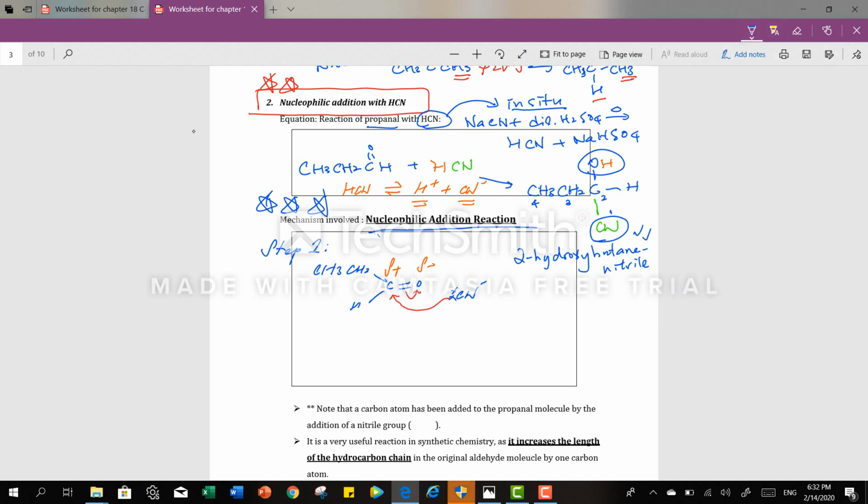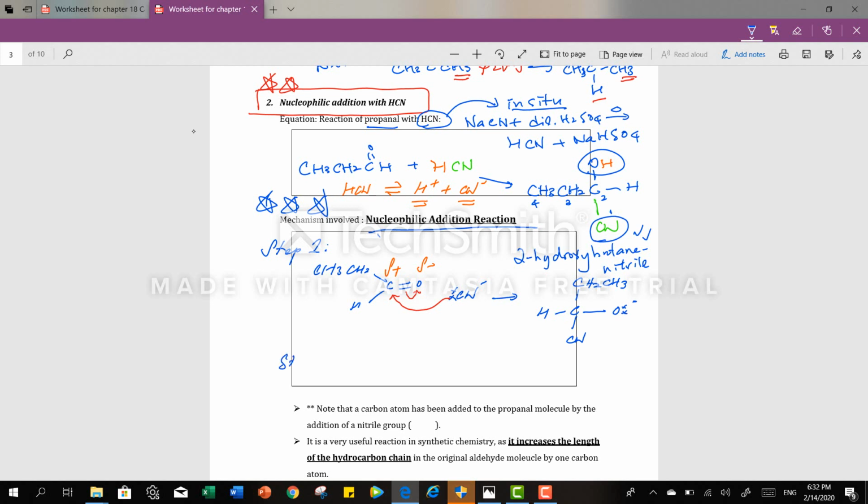Okay, I repeat once again, the lone pair of CN minus, the cyanide ion, will attack the partial positive charge of carbon, and then the C double bond O, one of the bond is broken. So you will get this one. Okay, you will get this one.